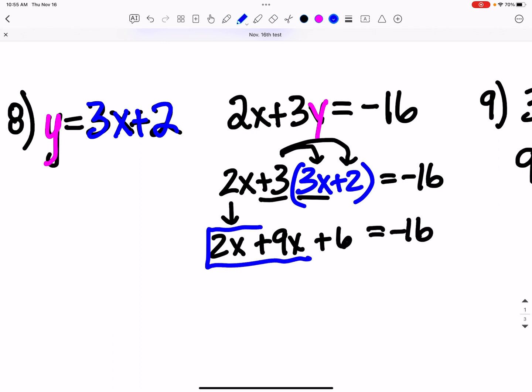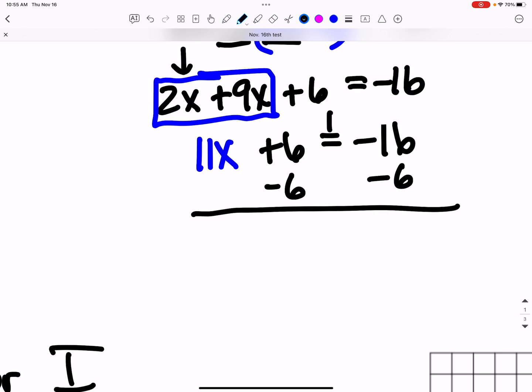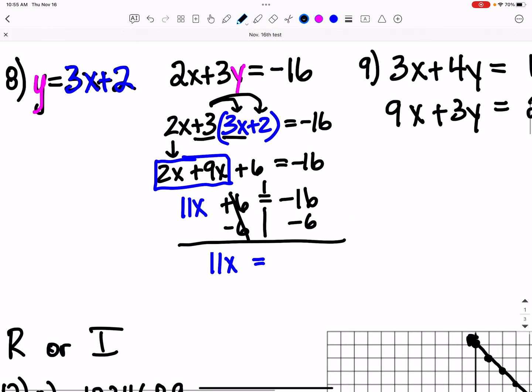We have 2 guys on the same team, so let's combine them. 11x's plus 6 equals negative 16. I color-coded my teams already. So minus 6 from this side, I got to send him over there. Gets rid of it. 11x's equal, did I do this wrong? What did I do wrong? 9x plus 6 minus 6. No, I did it right. Minus 22. Minus 22. Divide by 11. X equals 2, and nothing killed off this negative, so negative 2.